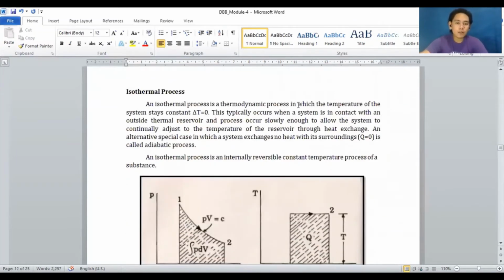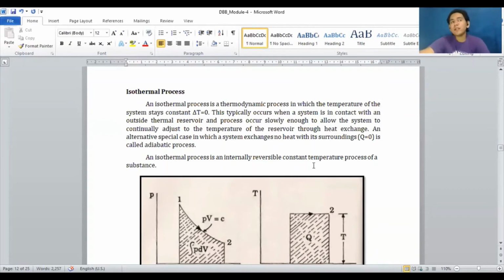Now, an isothermal process is a thermodynamic process in which the temperature of the system stays constant, delta T equals 0. This typically occurs when a system is in contact with an outside thermal reservoir and the process occurs slowly enough to allow the system to continually adjust to the temperature of the reservoir through heat exchange. An alternative special case in which a system exchanges no heat with its surroundings is called the adiabatic process. An isothermal process is an internally reversible constant temperature process of a substance.